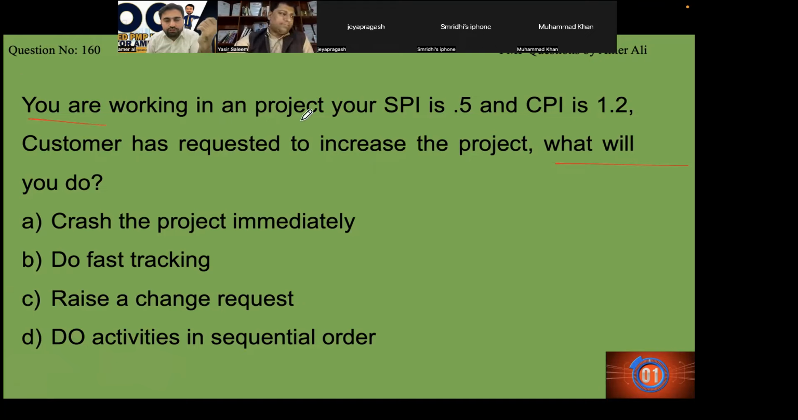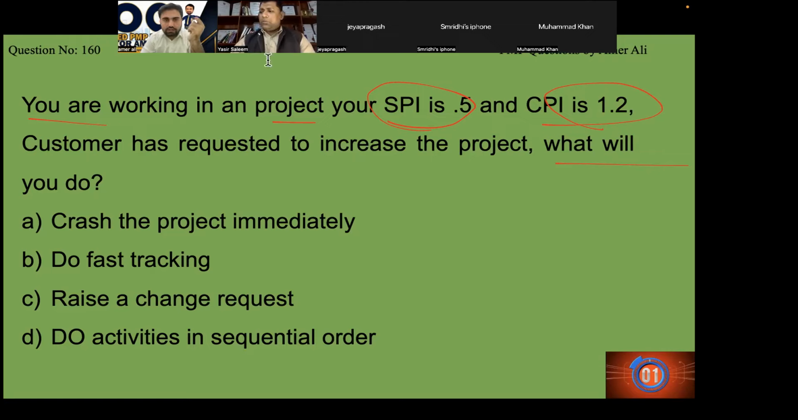You are working in a project with SPI 0.5 and CPI 1.2. What is SPI? SPI means Schedule Performance Index. Less than 1 is a bad thing, it's bad news. CPI, which is Cost Performance Index, is greater than 1, which is a good thing. Okay, so now we are gonna solve the question.